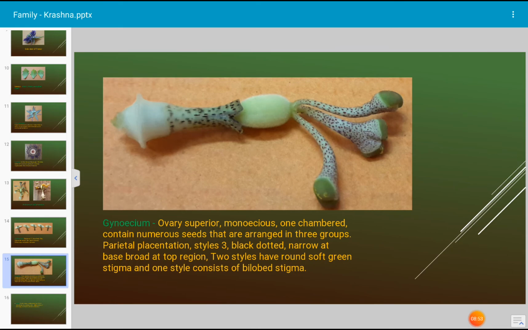This is the gynoecium of the Passiflora incarnata. Gynoecium consists of ovary, style and stigma. See the photograph. Ovary is superior because all the floral units originate from the base of the ovary. Okay, and ovary is one chambered, and it contains many seeds that are arranged in 3 groups. Placentation is parietal. What is parietal placentation? The ovules are attached to the inner side of the wall where the margins of the carpels meet.